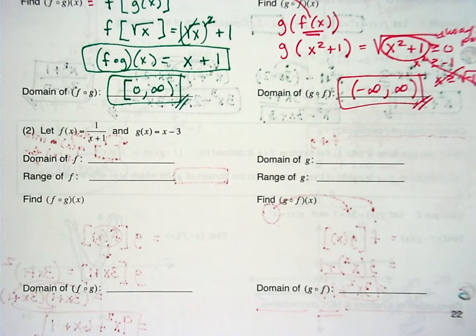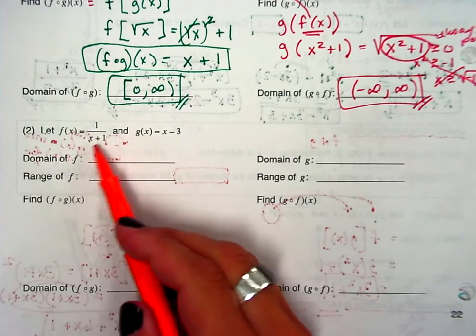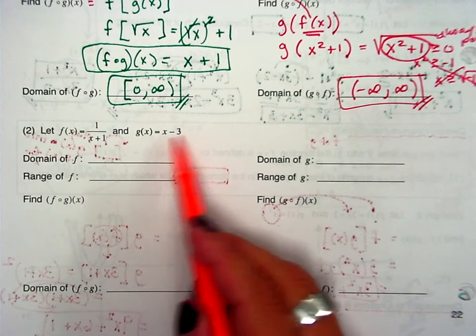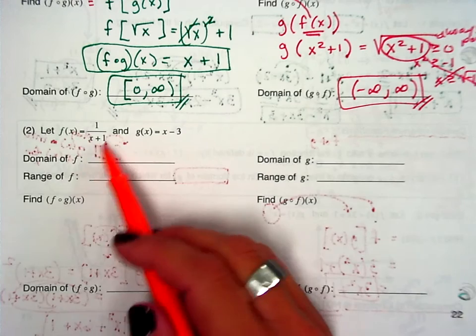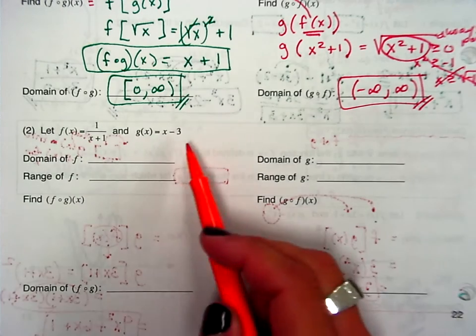So on this one, we have two different functions, f of x equals 1 over x plus 1, and g of x equals x minus 3. So a nice reciprocal graph and a nice linear graph. What's the domain of f?